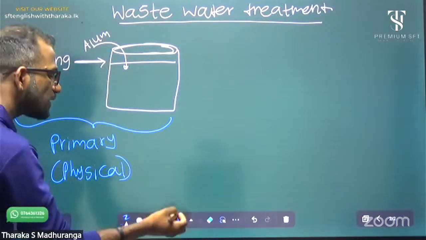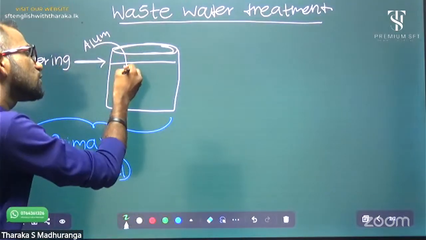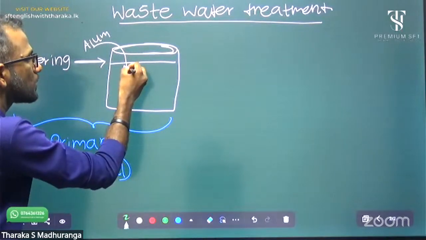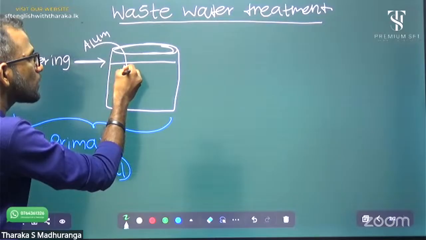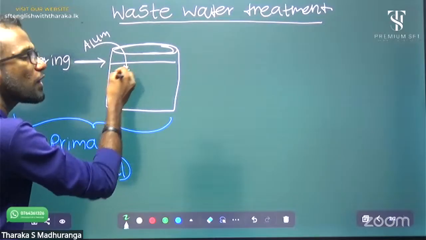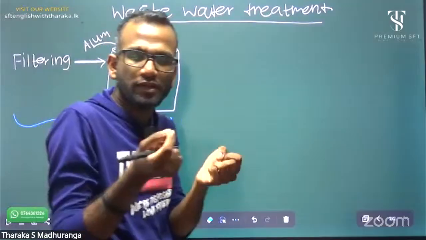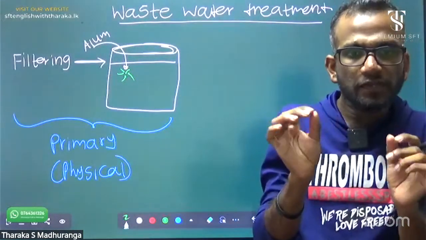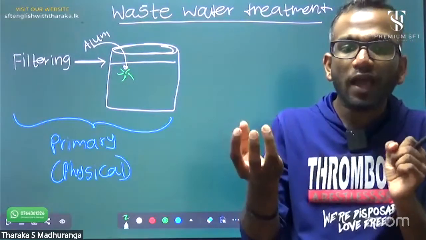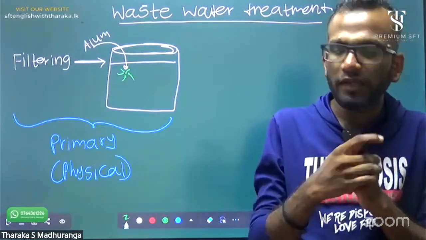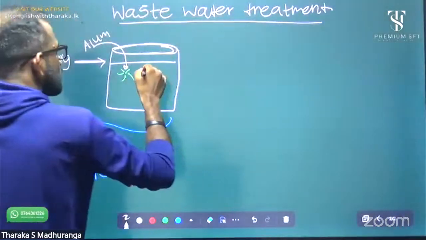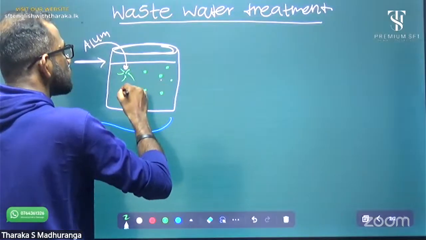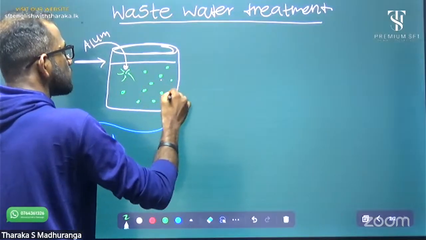This alum has a specific ability to attract the solid compounds. These solid compounds gather together and coagulate. Coagulate and flocculation. Coagulate means small floating substances attach and convert into large compounds. They are the large compounds now. That's the purpose of alum.